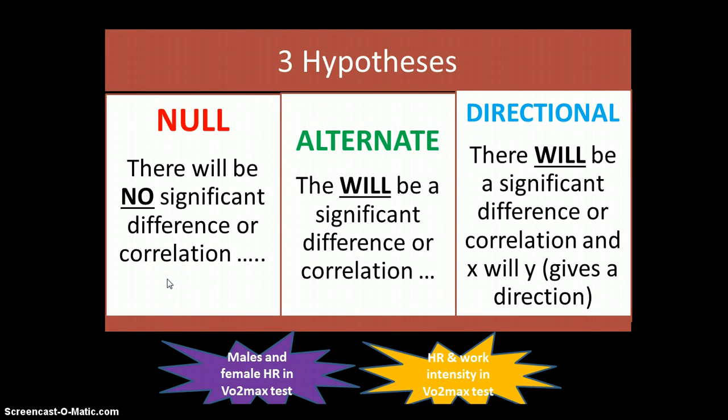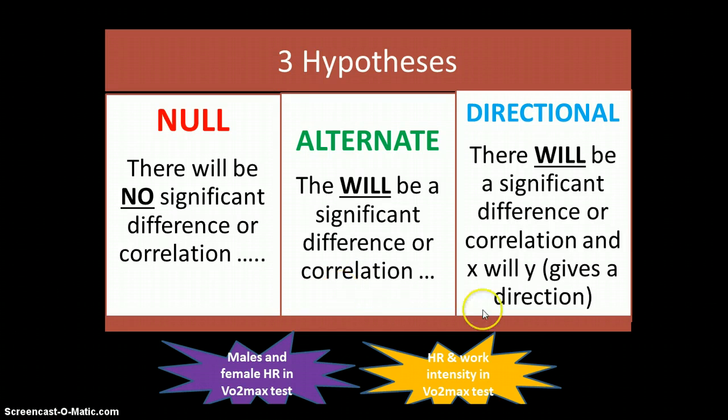You also often write an alternate hypothesis, and this is the flip, the reverse of the null. So the alternate says there will be a significant difference or correlation. So the null is there's no, perhaps you can remember it, null, no. And the alternate says there will be. So if you're rejecting the null, you're going to be accepting the alternate. They're kind of the opposite.